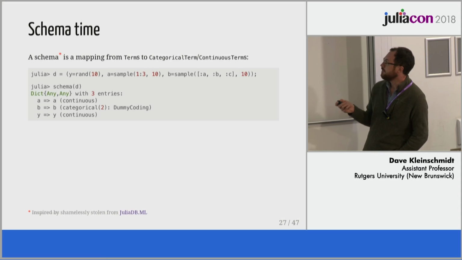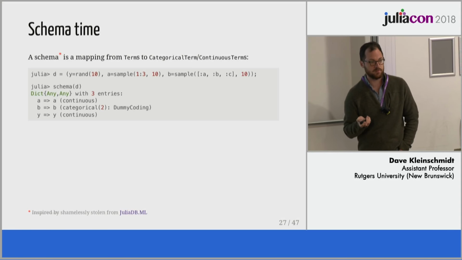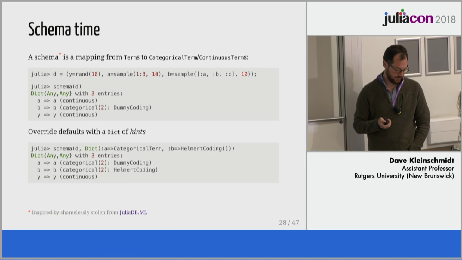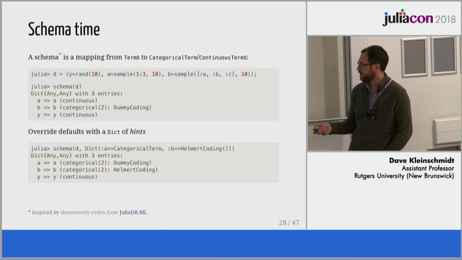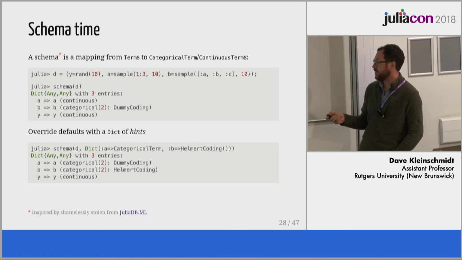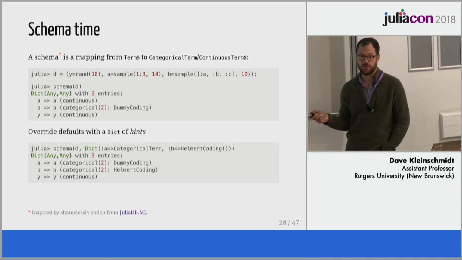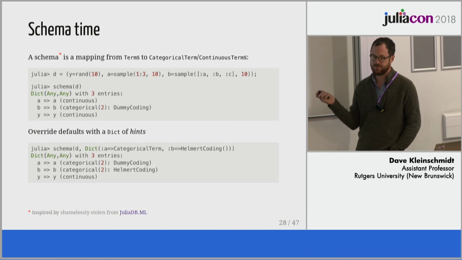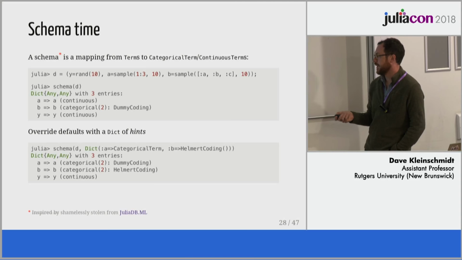Right? So you see that both the ints and the floats get mapped to continuous terms, and the symbol gets mapped to a categorical term. Okay. And you can override this, again, shamelessly stolen from JuliaDB. You can override that with a dictionary of hints, right? So let's say I want to treat A as a categorical term, but I want to use a different contrast coding scheme for the B term. And don't worry if you don't know what this is. This is a regression thing. If you know regression, you probably know what this means, but otherwise not. And here we get a different schema, right?